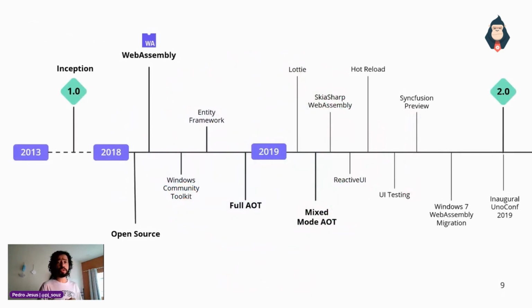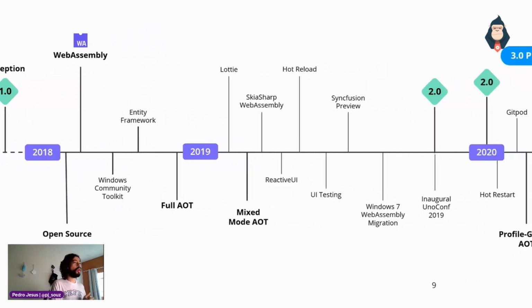So a little bit of history here. Uno is nothing new. Uno has existed since 2013, and we had our version 1.0 in that time. During 2018, we open sourced Uno and delivered WebAssembly support. At the end of 2018, we had the full AOT support. In 2019, we had support for LLVM and mixed mode AOT, and also our version 2.0 and our inaugural UnoConf.